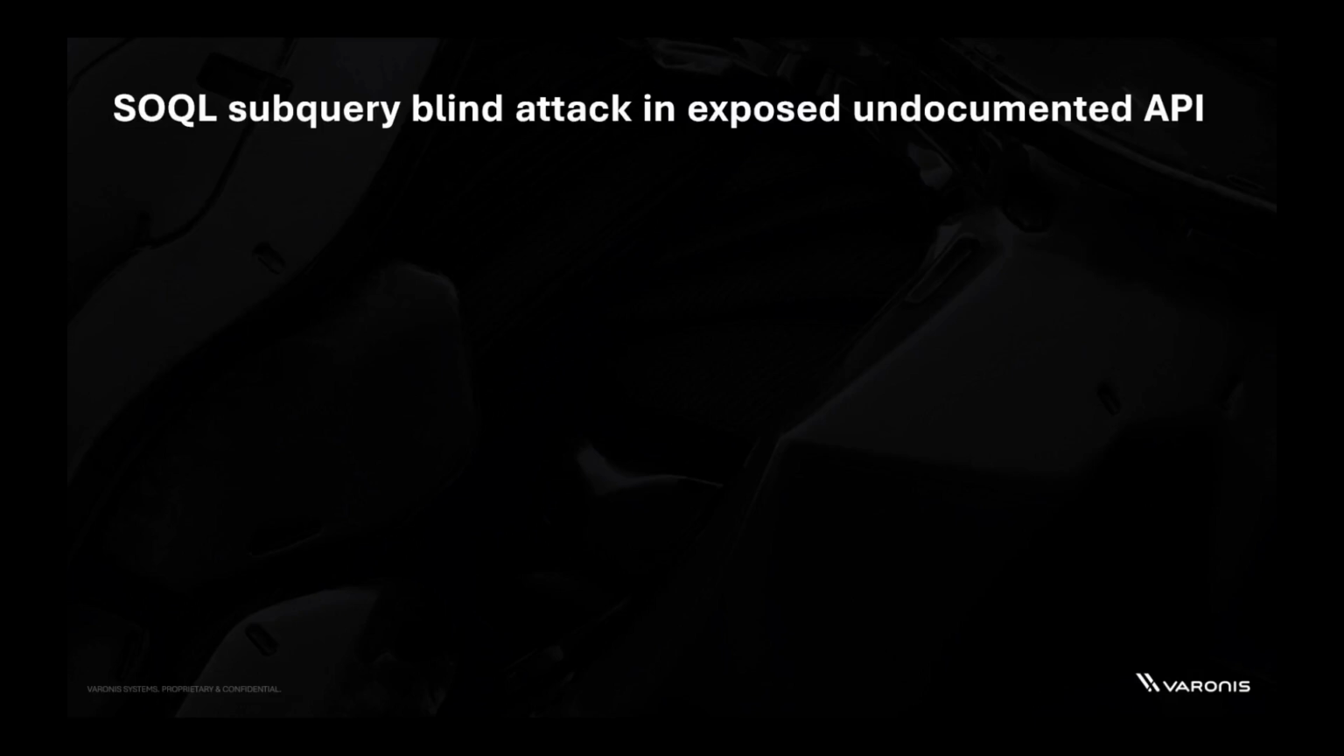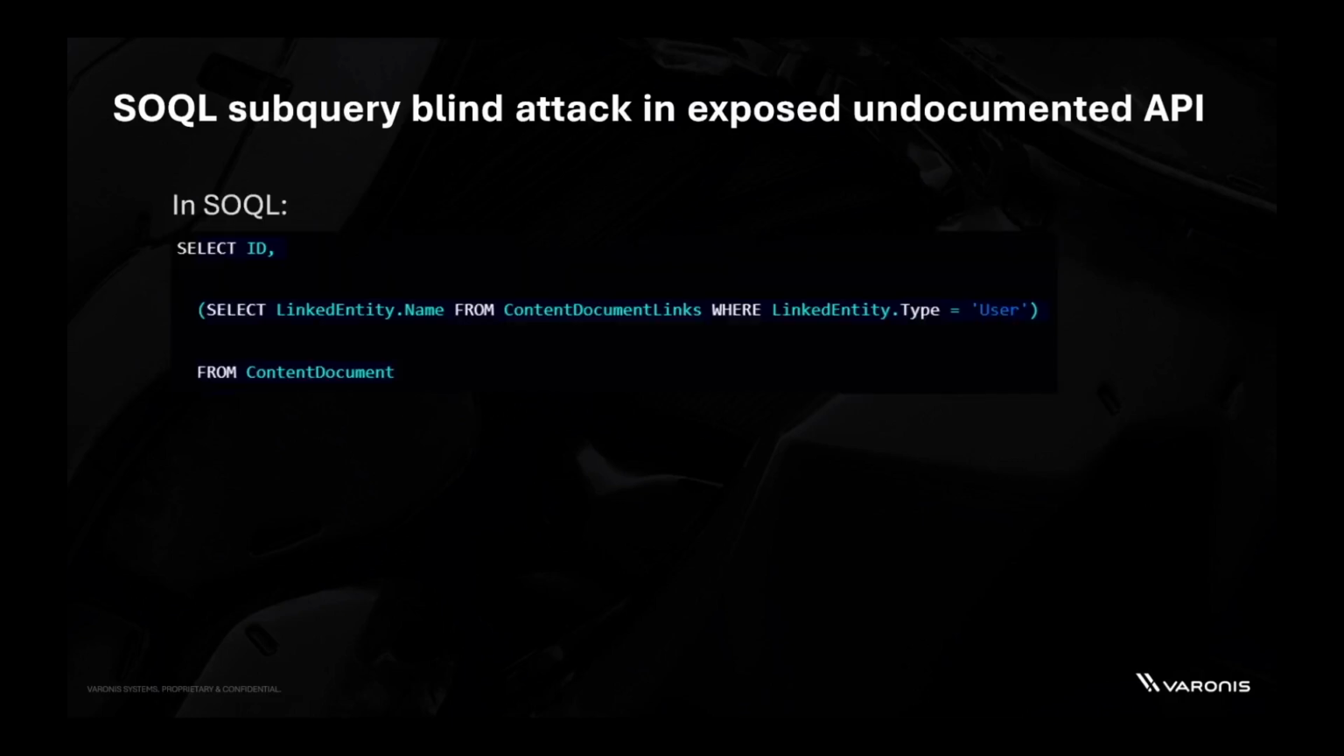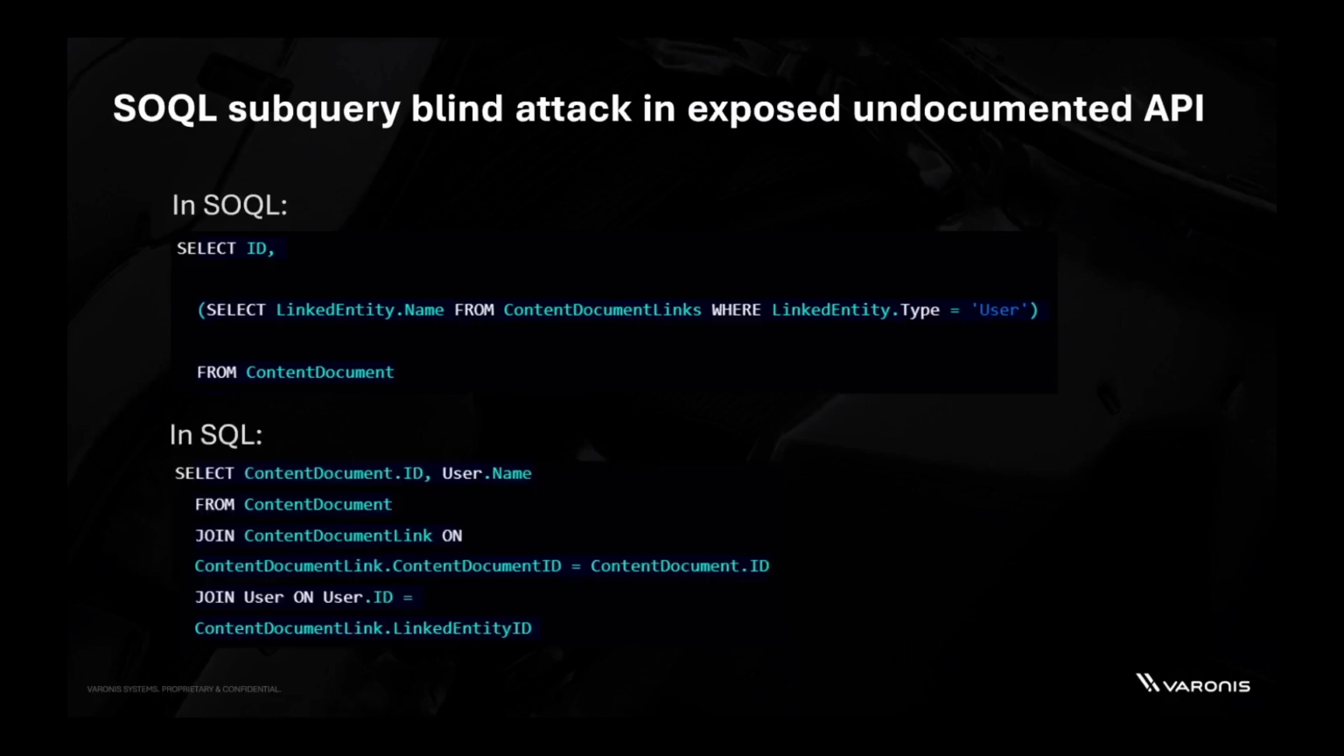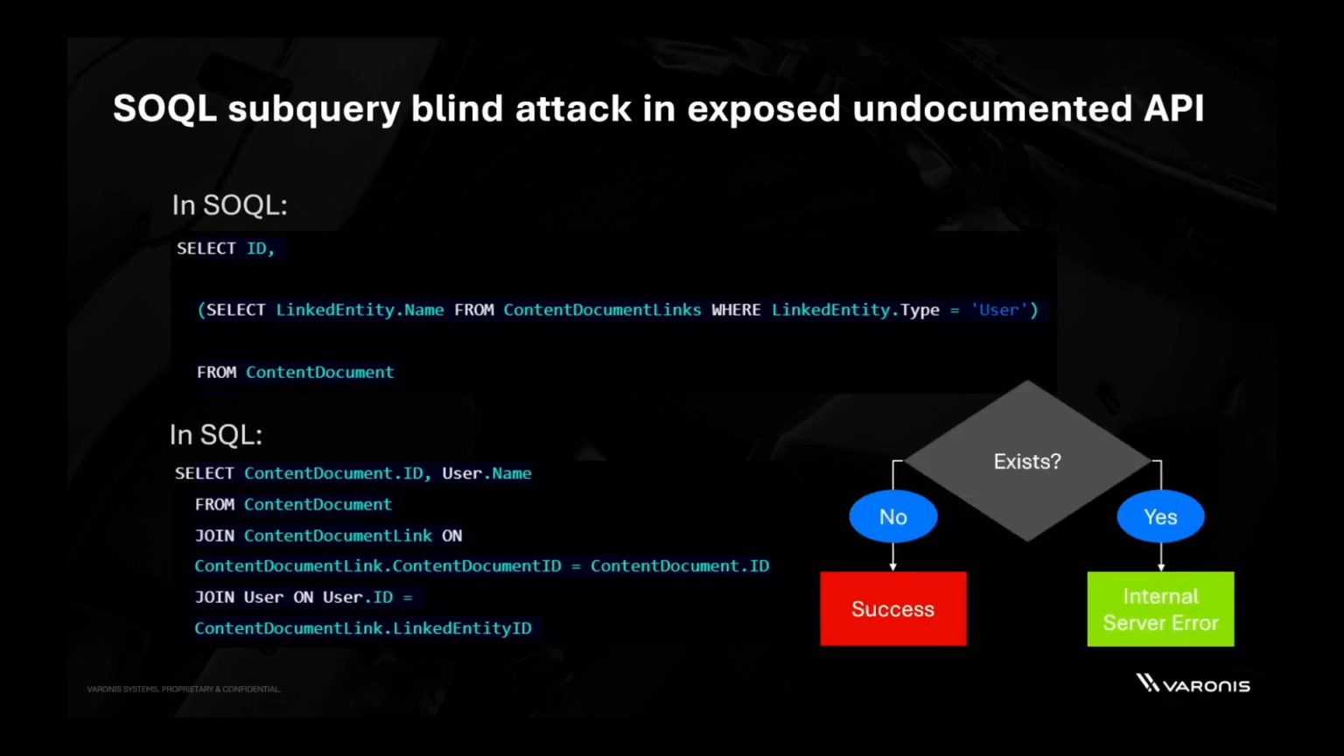The SOQL injection in this method allowed us to change the fields that are retrieved for a Salesforce record into a subquery. For example, if we use a subquery like this, in SQL it would mean something like this. Since the API is not able to parse subquery results, if the subquery yielded any result, we would get an internal server error, and otherwise, if there weren't any results, the request would succeed with an empty list.